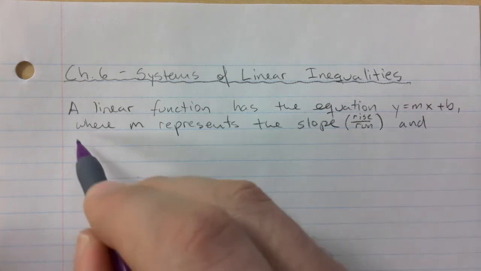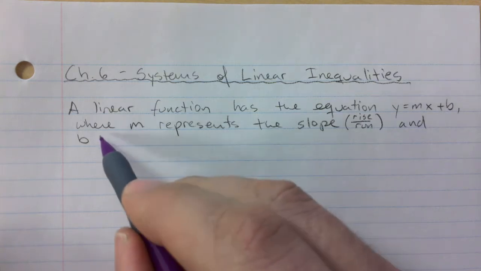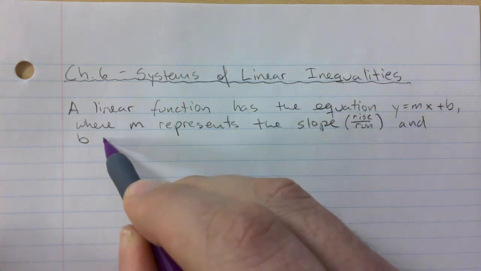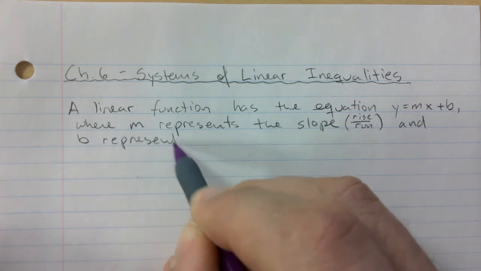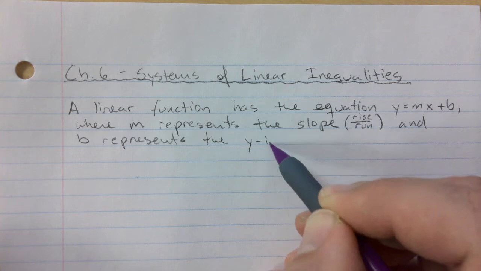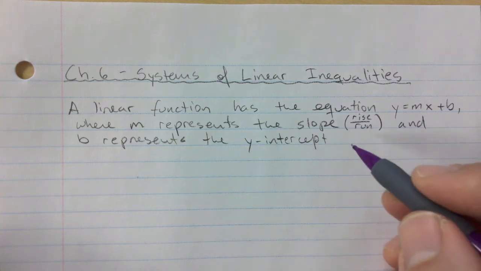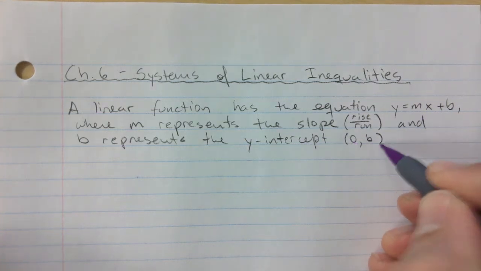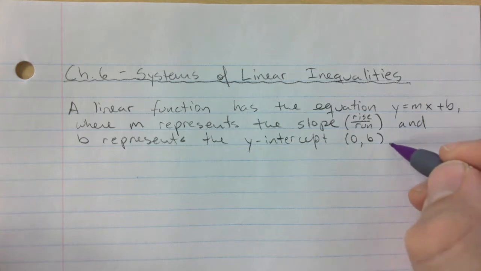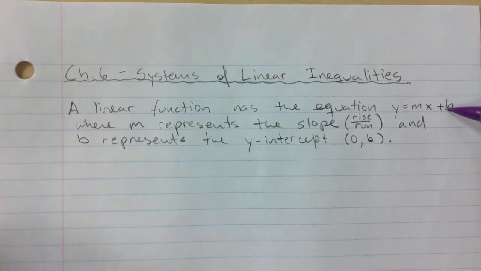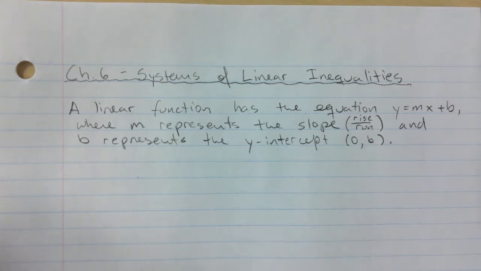And b represents the y-intercept. So it's basically 0, b, right? In fact, I can guarantee you that in grade 12, that last constant is always going to be your y-intercept. So if you're doing cubic functions, doesn't matter. That last one, the loner at the end, tells you what the y-intercept is.